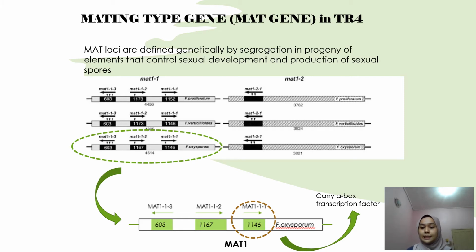As I said earlier, Fusarium oxysporum is actually an asexual fungus. But what is the function of the mating type gene in FOC itself? Why do they still carry the mating type gene in themselves if actually they didn't use it?